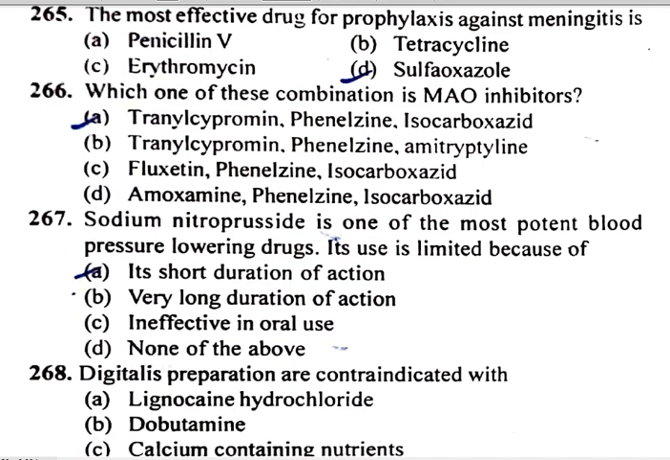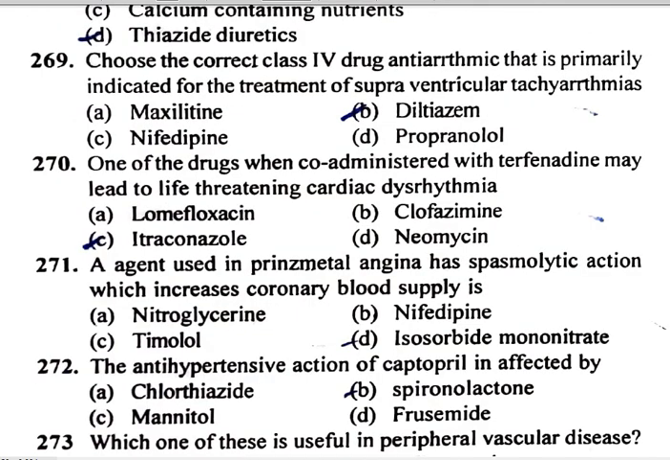Digitalis preparations are contraindicated with thiazide diuretics. Choose the correct class 4 antiarrhythmic drug that is primarily indicated for the treatment of supraventricular tachyarrhythmias. That is diltiazem. One of the following drugs, when co-administered with terfenadine, may lead to life-threatening cardiac dysrhythmias. That is itraconazole. A drug used in Prinzmetal angina has spasmolytic action which increases coronary blood supply is isosorbide mononitrate.